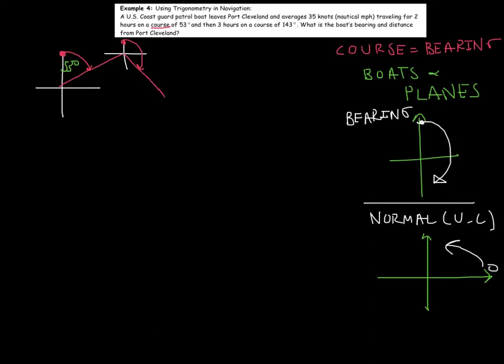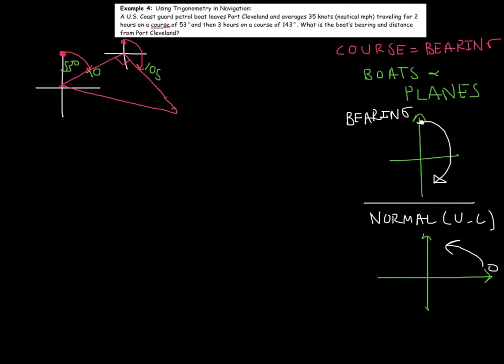All right, for 3 hours. So maybe I extend it out a little bit more. And the question is, what is the boat's bearing and its distance from Port Cleveland? So let's see if we can work this problem out here. 35 miles per hour for 2 hours. That's going to give us a distance of 70, all right, on its first leg. Its second leg, it's going 3 hours, and it's still the same speed, 35. So that's going to be 105.